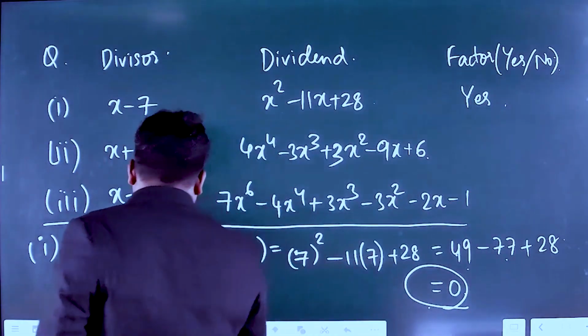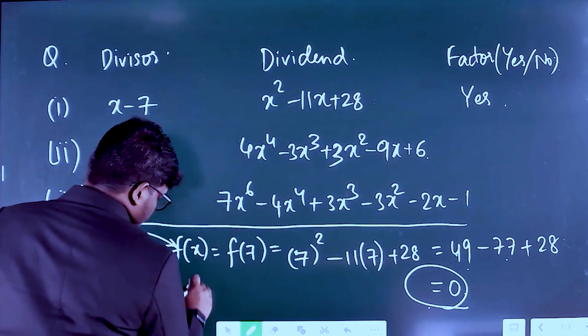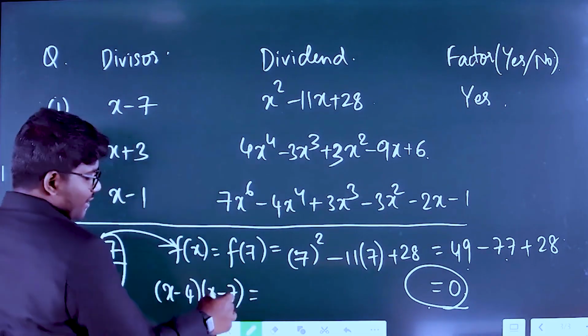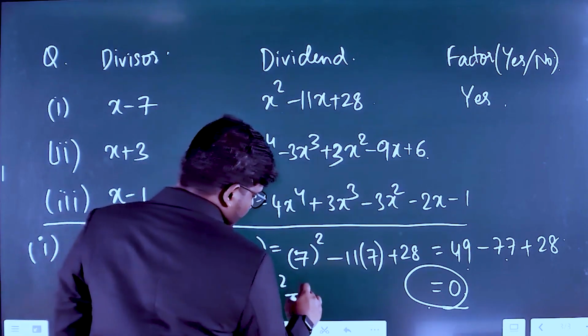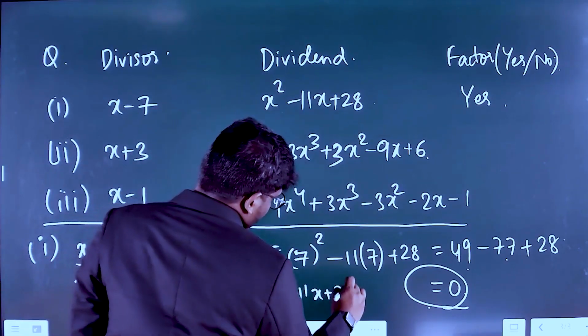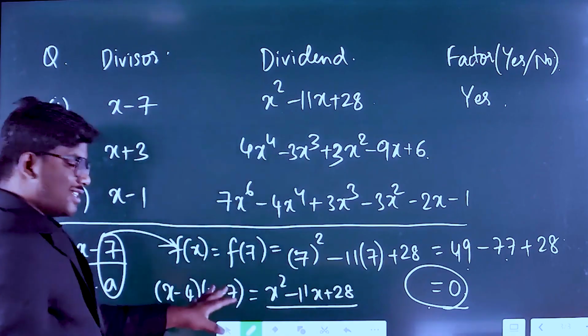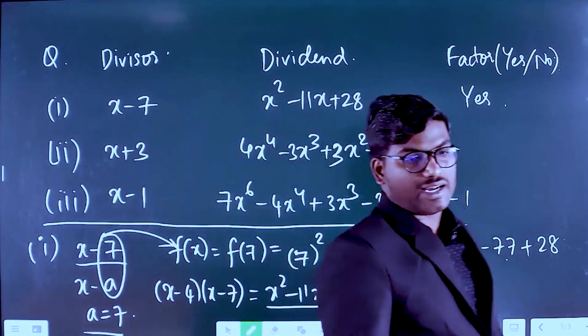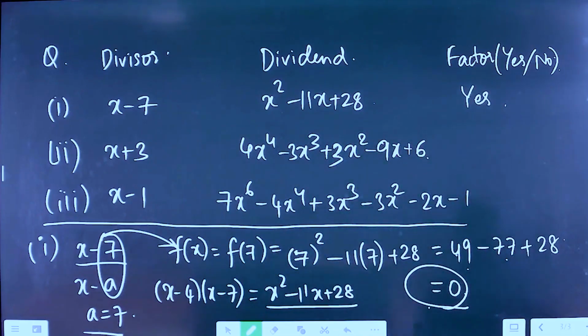Ironically, if you take x minus 4 and x minus 7 as a product, it will give you x squared minus 11x plus 28. That is why x minus 7 is a factor of x squared minus 11x plus 28. Alright, I hope you all understood what was written even if it was on mute.